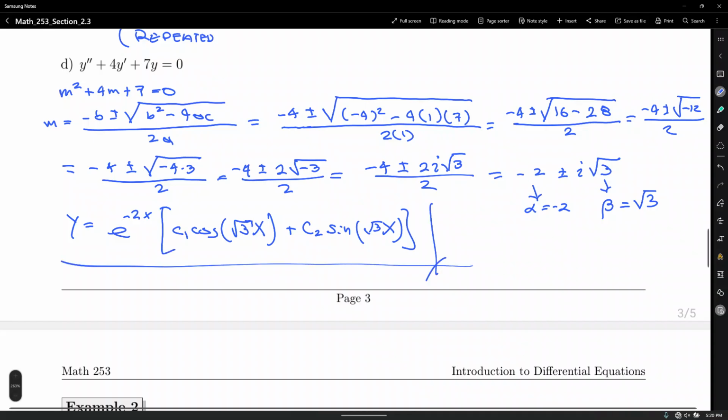I mean, typically, you may express this as distributing the exponential, but this is fine as well. We're factoring the exponential, and that's in a way simplified, if you will. So far we have done a couple of exercises of each case. Actually, I would like to show you the derivation of why we multiply by x whenever we have a repeated root. And I also like to show you the derivation of the cosine and sine.